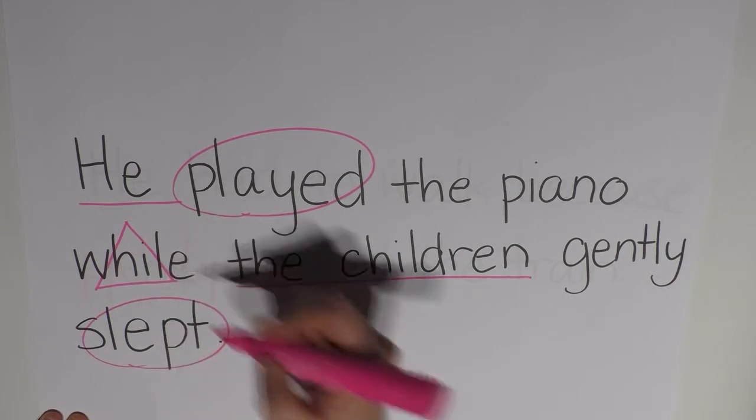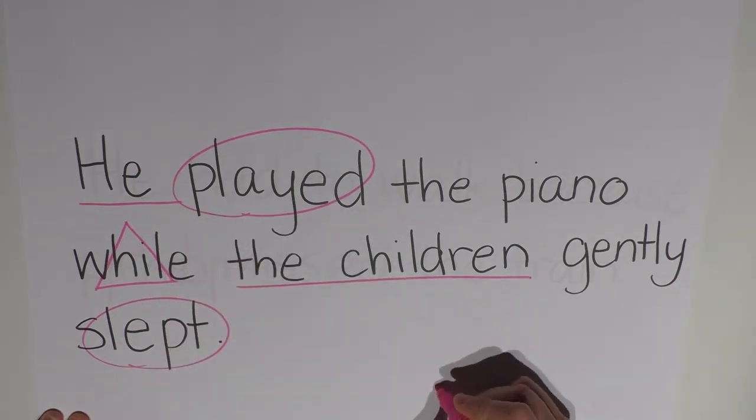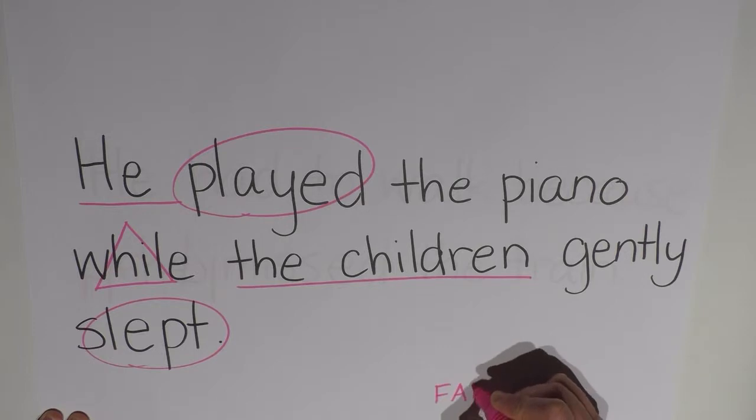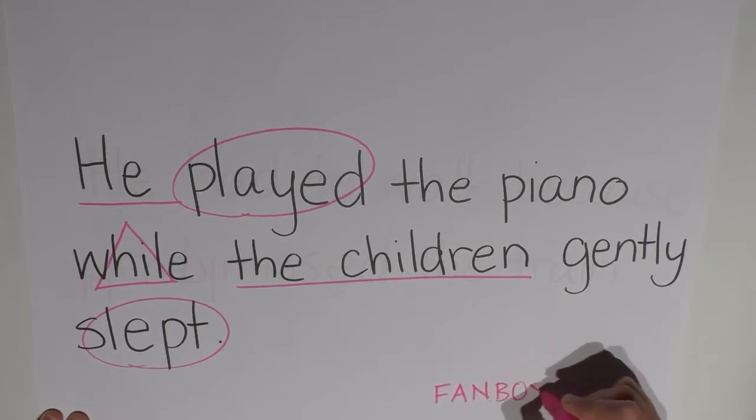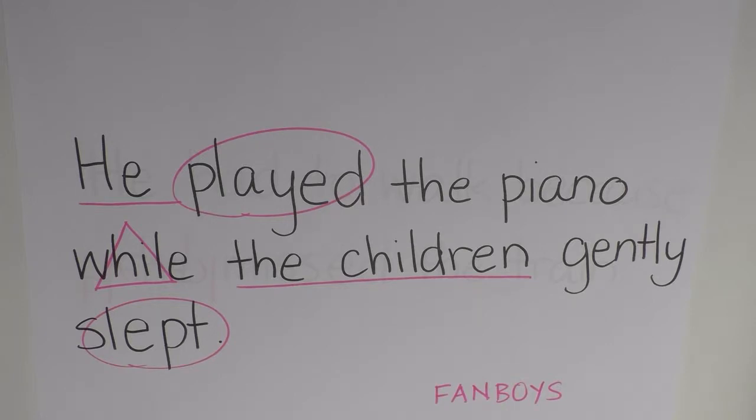Now we might remember that in order to determine whether it's a coordinating conjunction or not, it has to be part of our fanboys. That is, for, and, nor, but, or, yet, or so. There is absolutely no W in fanboys, which means that while is a conjunction, but it's not a coordinating conjunction. It's a subordinating conjunction. Now, apart from the fact that it's not part of fanboys, how is it that we know that while is a subordinating conjunction and not a coordinating conjunction?